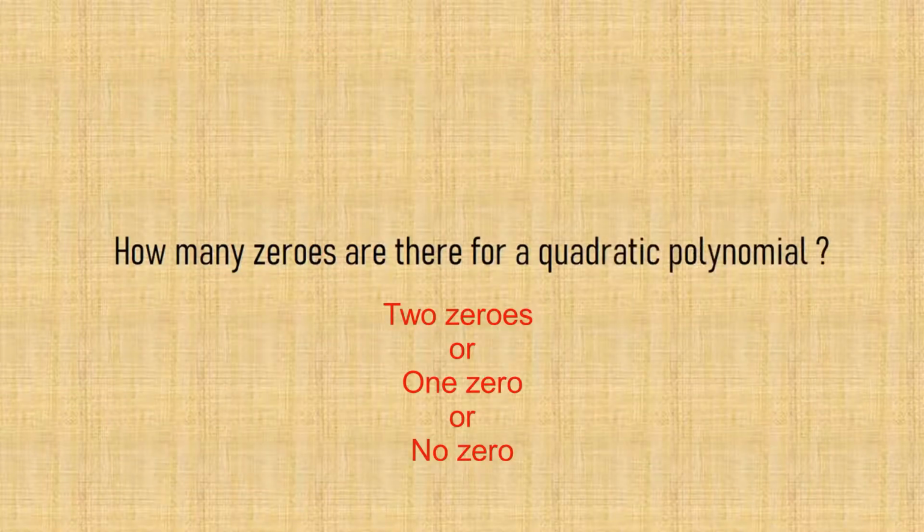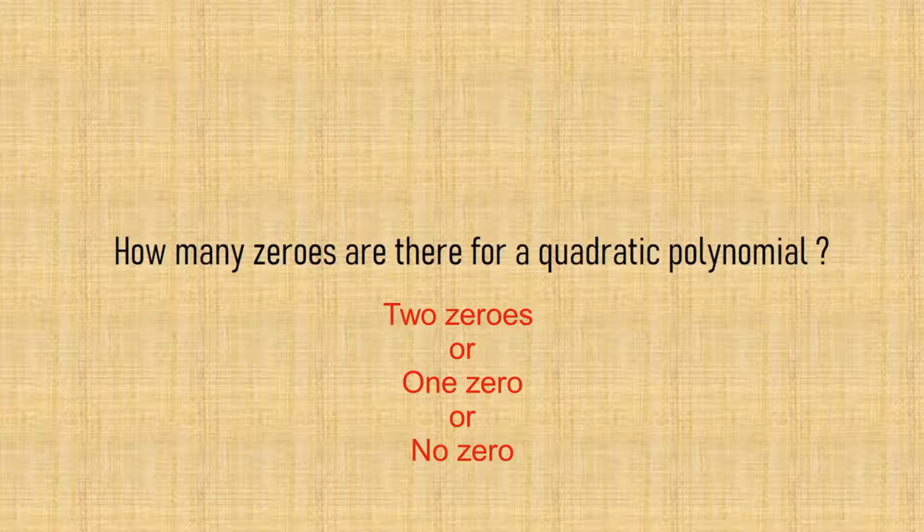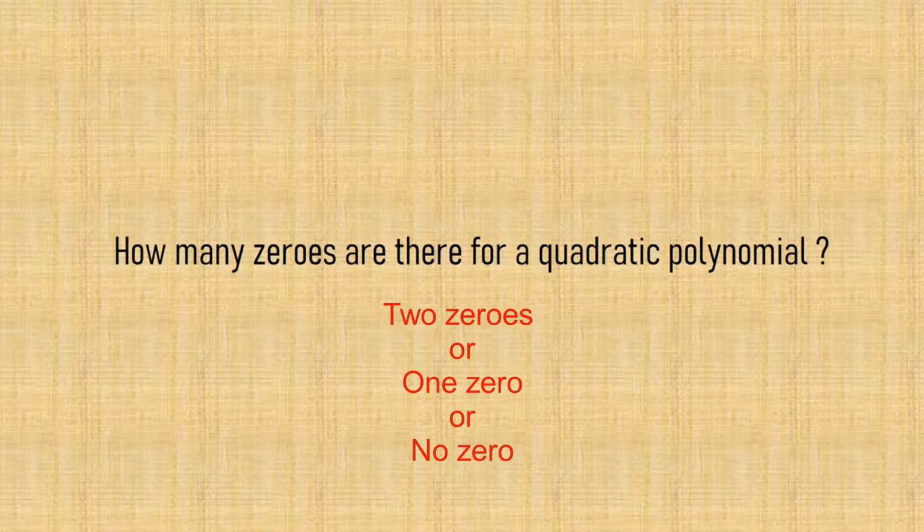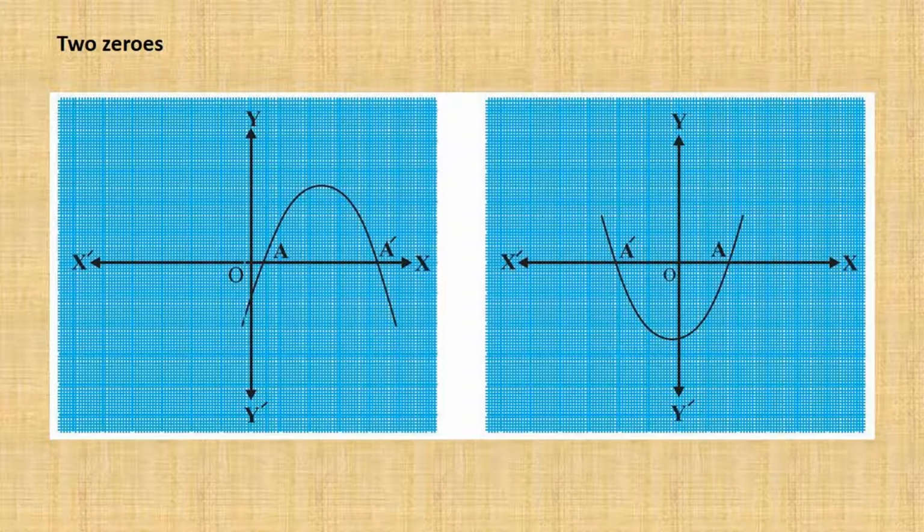Next, we will look at why there can be 2 zeros, 1 zero, or 0 zeros. To explain that, I will show you some pictures. Sometimes the graph may be like this, upwards or downwards, but intersecting the x-axis at 2 points. Definitely we will get 2 zeros. The x-coordinates of both the intersecting points are zeros. Upward or downwards, no problem.